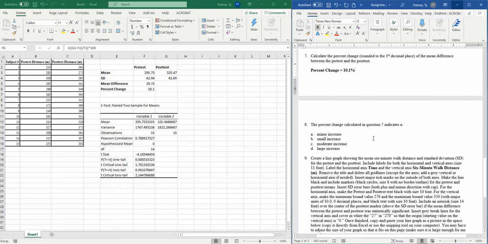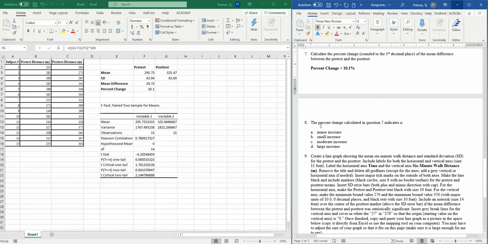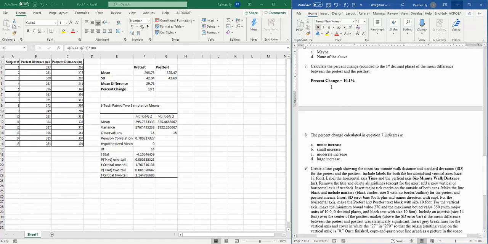Okay, let's move on to question 8. It says, the percent change calculated in the previous question, question 7, indicates, and we have multiple choice: either a minor, small, moderate, or large increase. So if you take a look back at question 7, we just calculated the percent change. We calculated a positive percent change of 10.1%.